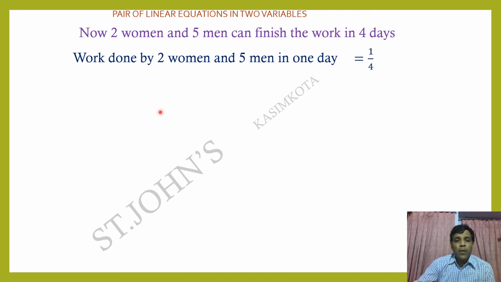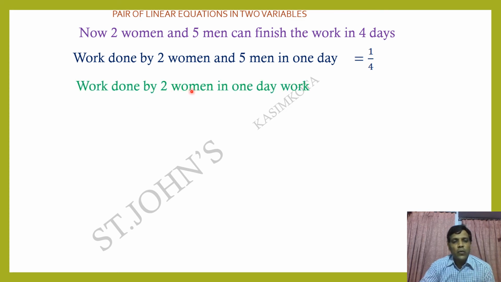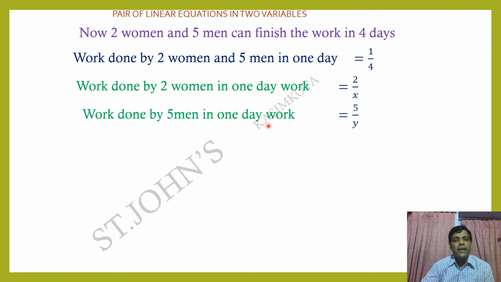Now 1 woman's work in 1 day is 1 by X, so work done by 2 women in 1 day is 2 by X. Work done by 1 man in 1 day is 1 by Y, so 5 men's work is 5 by Y. Now 2 women and 5 men can finish the work in 4 days, but 1 day's work is 1 by 4. 2 women's 1 day work is 2 by X, 5 men's 1 day work is 5 by Y, and both together is 1 by 4.